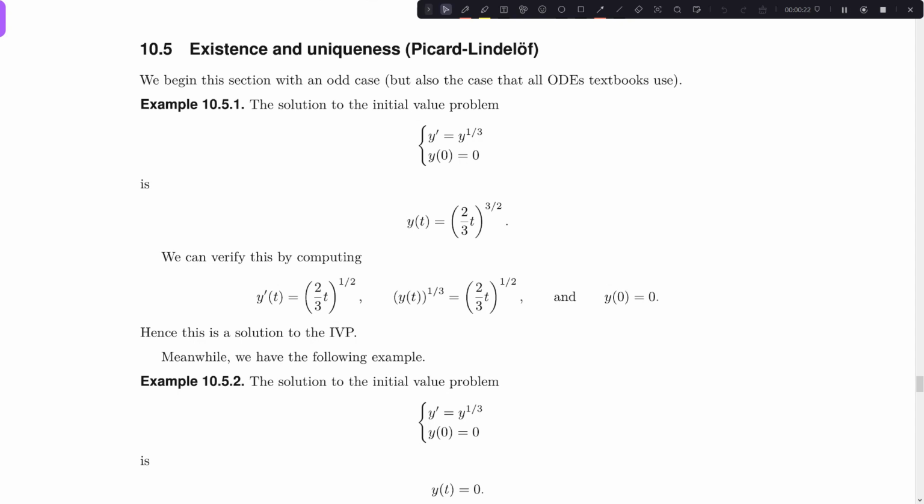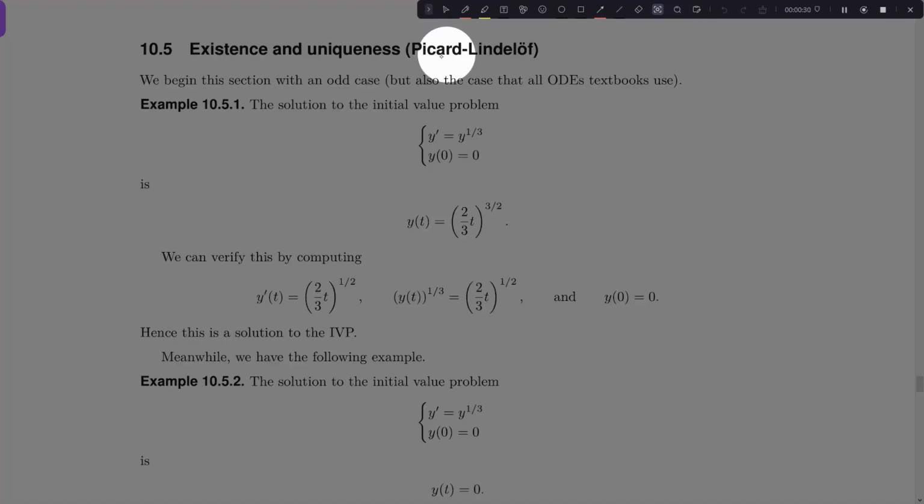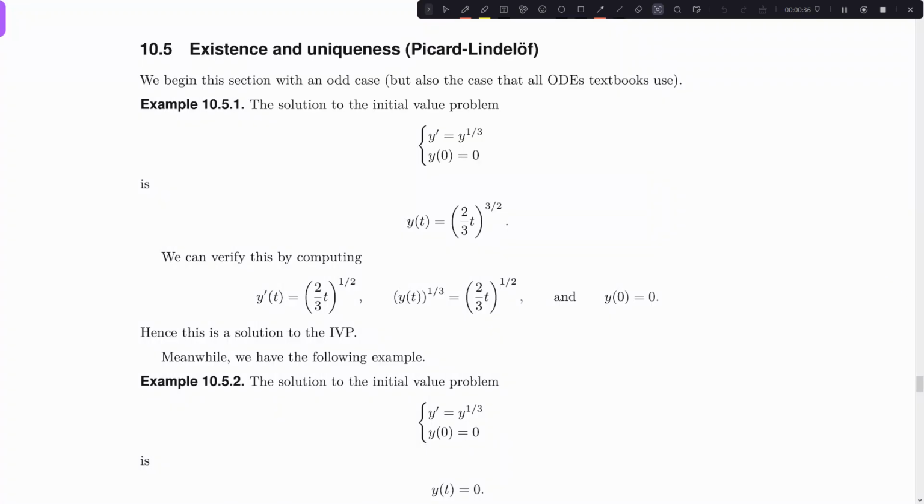All right, welcome back. We're moving on to section 10.5, which is called Existence and Uniqueness. But I have in parentheses here Picard-Lindelöf, and that's because it was two people who came up with the proof of when we would have existence and uniqueness for some nonlinear problems. Their names are synonymous, basically, with the theorem which proves existence and uniqueness.